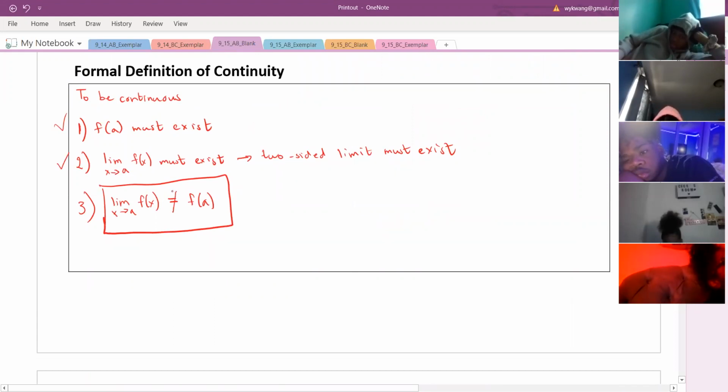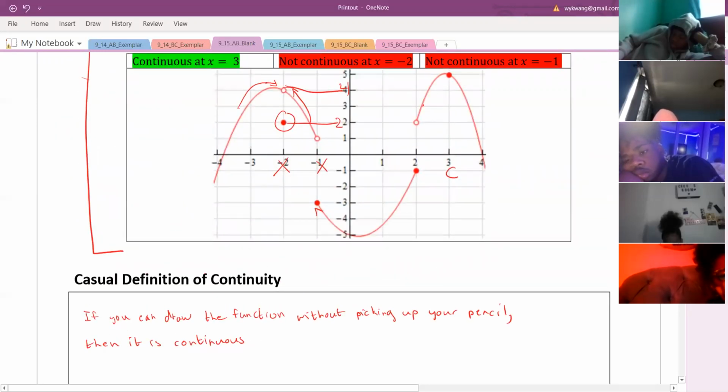You don't have to write that down. I was just illustrating the point how this third requirement actually matters. Saying that they're equal to each other actually is significant. Again, because even though this two-sided limit exists, and even though f of a also exists, they have to equal each other. So this point right here has to move up to here. Or this function could be like that also.